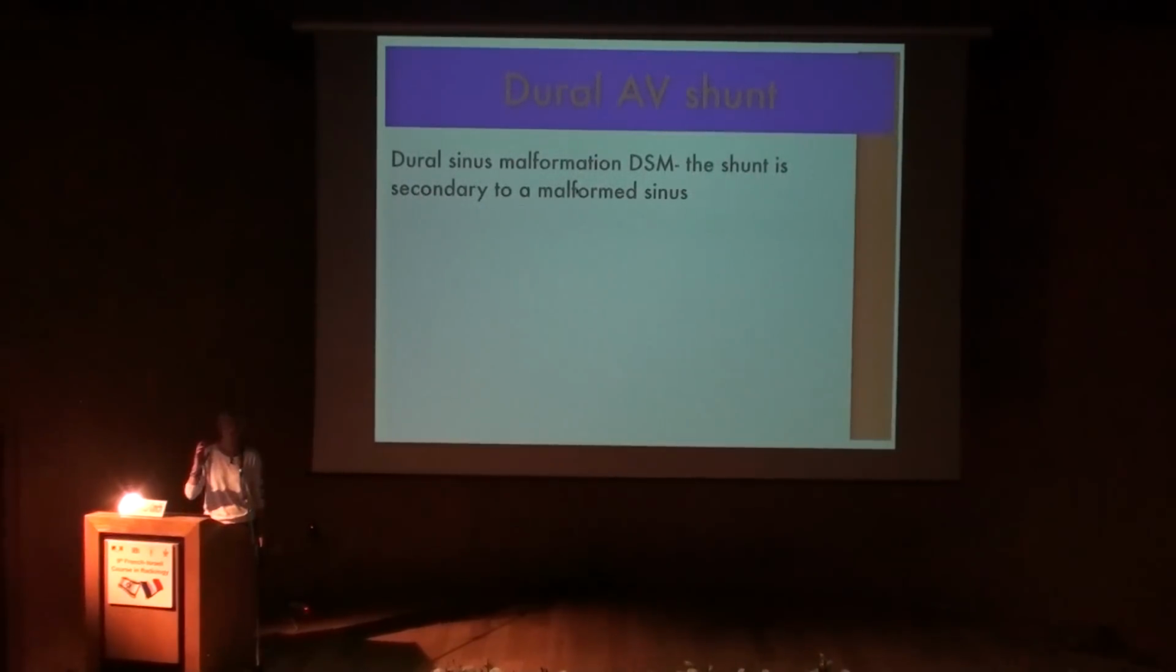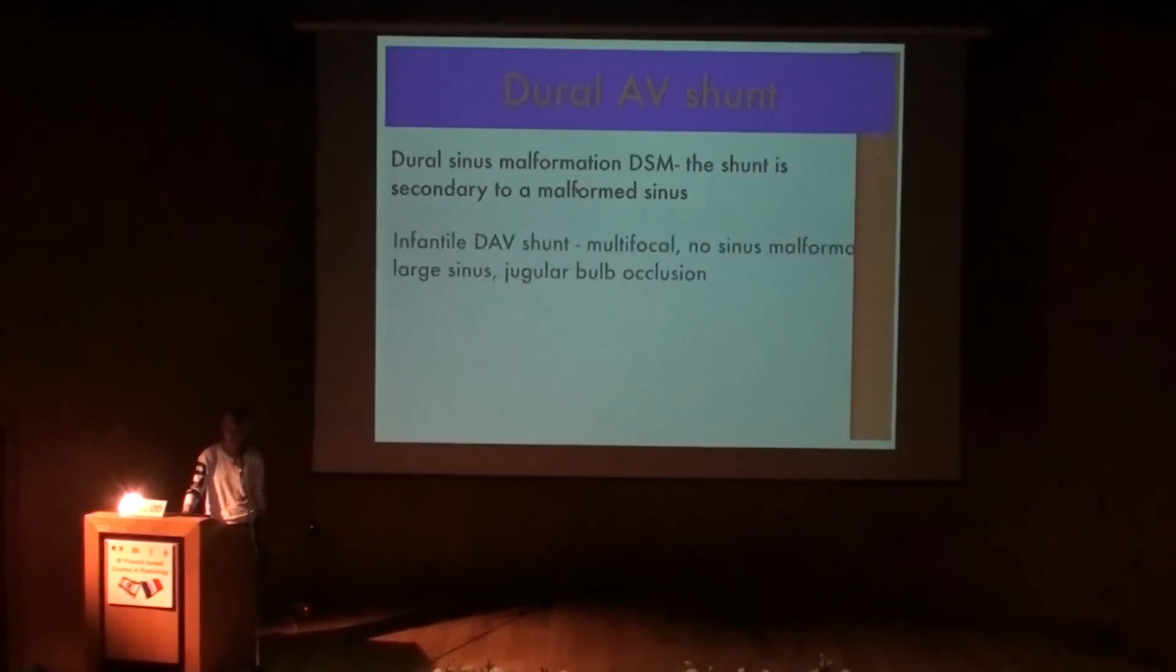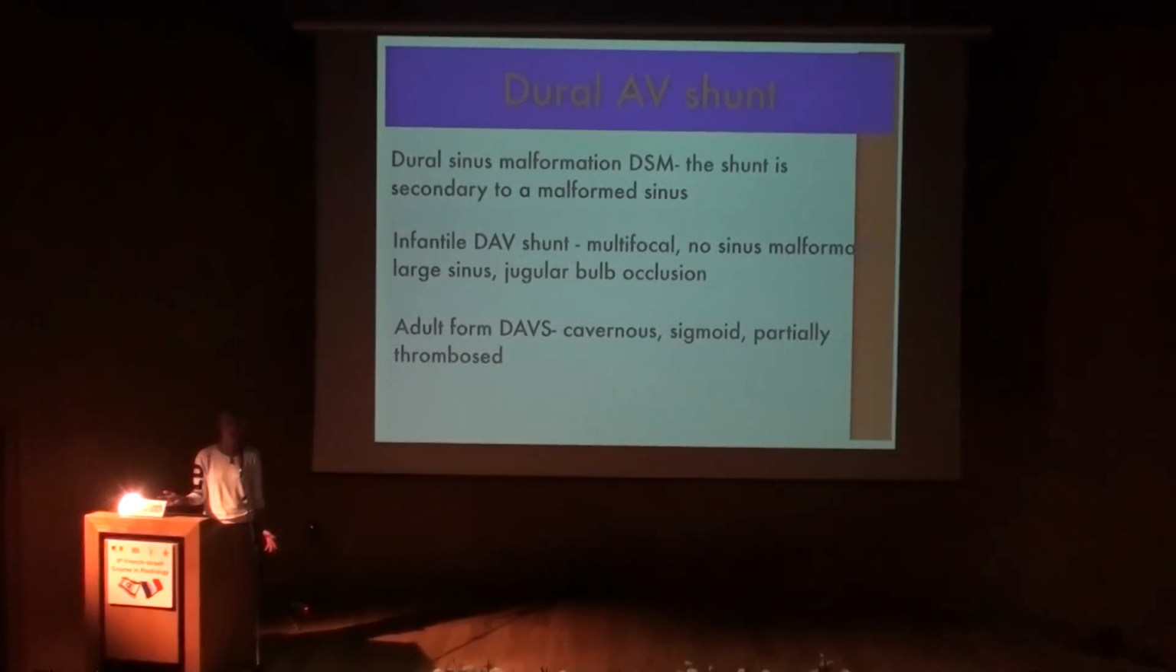Those kids have huge sinuses, and you can't miss that on the fetal imaging. And this is another high flow shunt. The other one is the infantile dural AV shunt. It's usually multifocal shunts. The sinus, we think, was normal, but it's large now. And they have secondary jugular valve occlusions. This is something we see also in a lot of dural shunts, but it happens a lot in this type. And the third type is the adult type, like the dural fistula in the adult, in the cavernous sinus and the sigmoid sinus. And this will happen in the more adult kids.